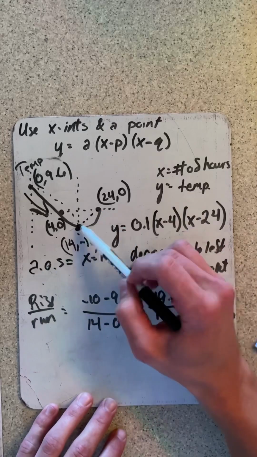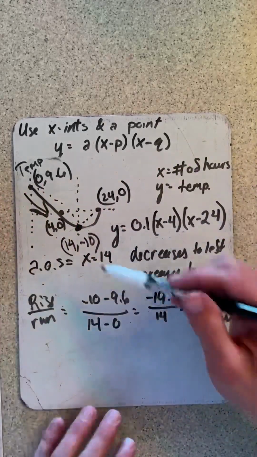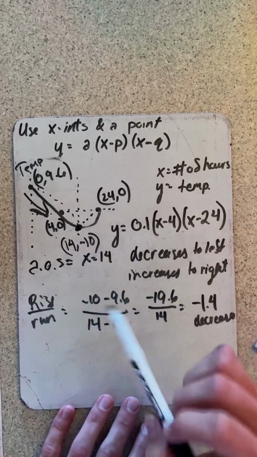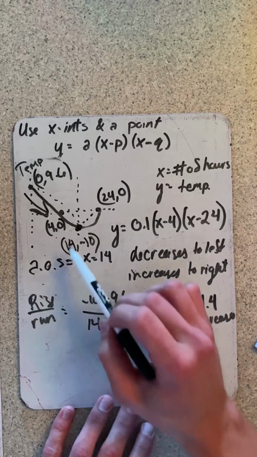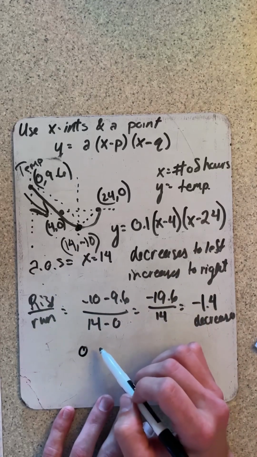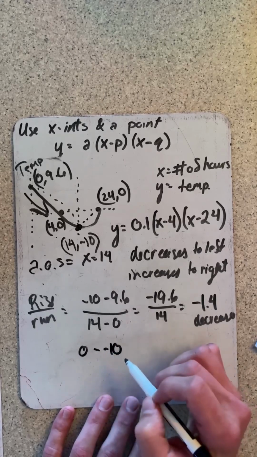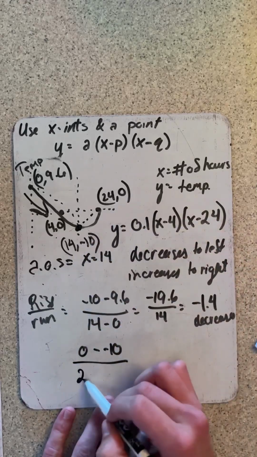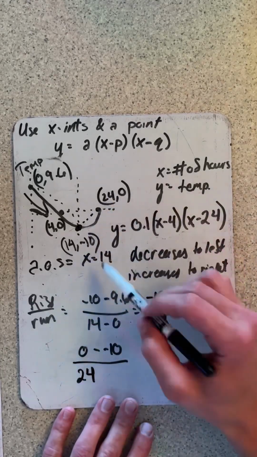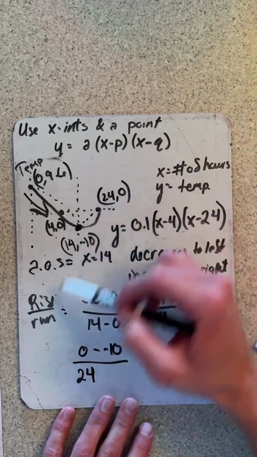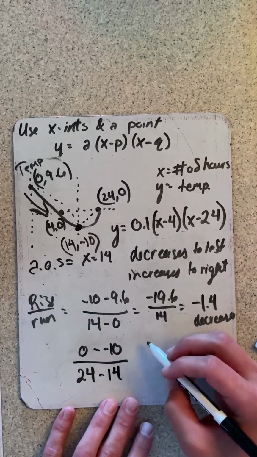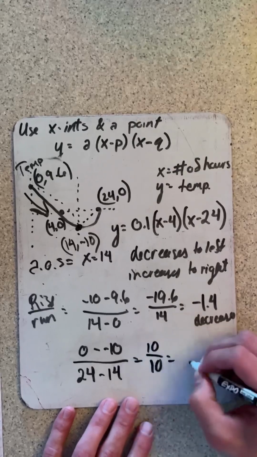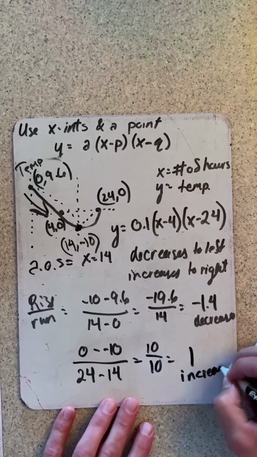I have to do the same thing with this. I'm finding the slope, right? That rate of change is just the slope. So I found the slope of this line. I need to find the slope of this line too. So in order to do that, I'm going to take my 0 here minus negative 10, over 24 minus 14, the rise over the run. And that is going to give us the opposite of negative 10, which is 10 over 10, which is just 1. So the slope here is 1.